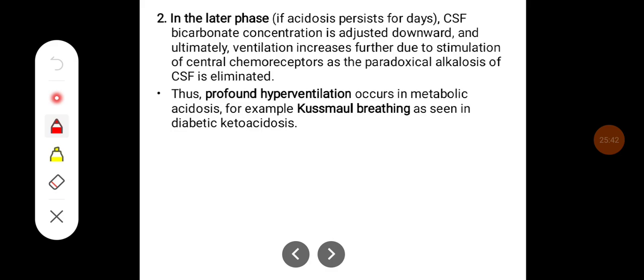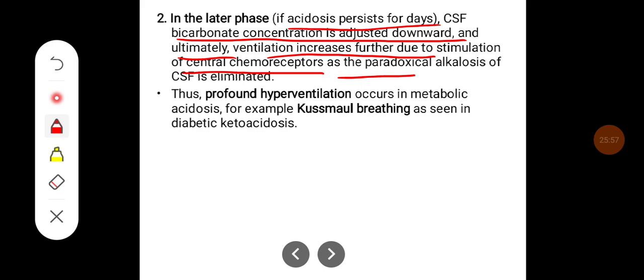In the later phase, if the acidosis persists for days, CSF bicarbonate concentration is adjusted downward, and ultimately the ventilation increases further due to stimulation of the central chemoreceptors as the paradoxical alkalosis of CSF is eliminated. Thus, profound hyperventilation occurs in metabolic acidosis, for example, Kussmaul's breathing as it is seen in diabetic ketoacidosis.